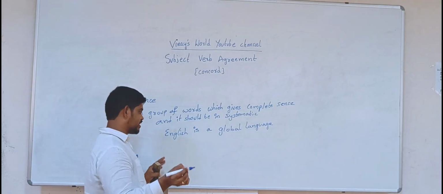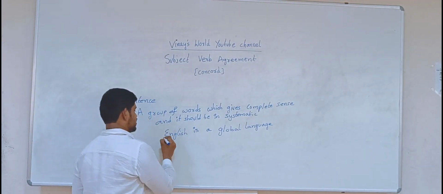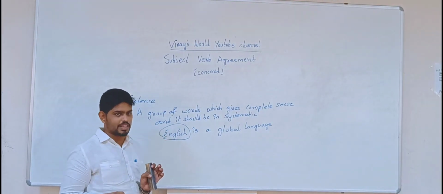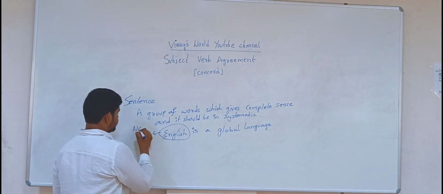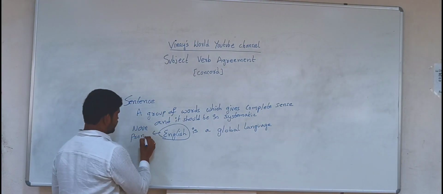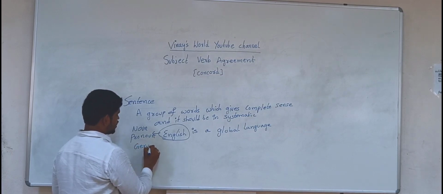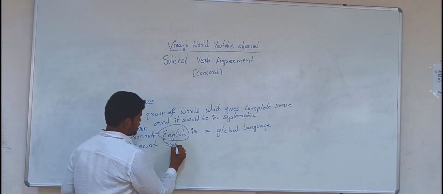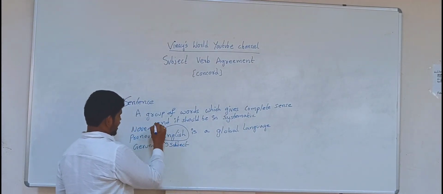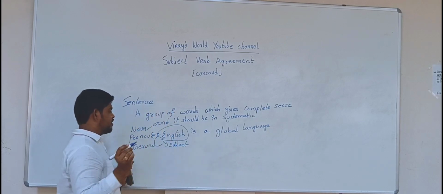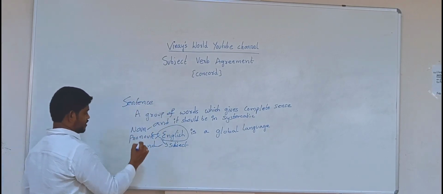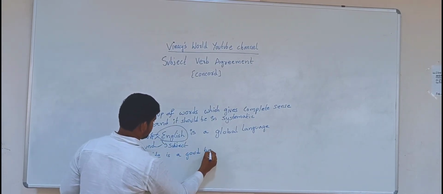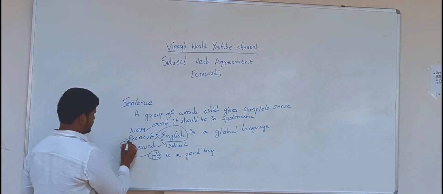How to identify a subject in a sentence? For example, this is a subject. How are you going to identify this English as a subject? It should be a noun or pronoun or it should be a gerund. So in order to identify a subject in a sentence, the subject should be a noun, pronoun or gerund. For example, if I write he is a good boy, he refers to a pronoun here.